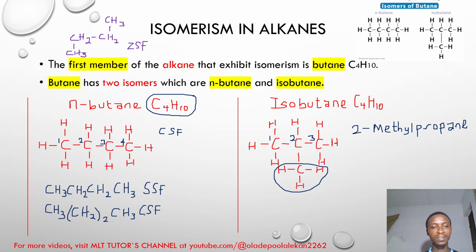You can write it in section, which gives us the structural formula. Then we can also write it in condensed, and we can also write it in zigzag as well. Then for the isobutane now, let's analyze this also.